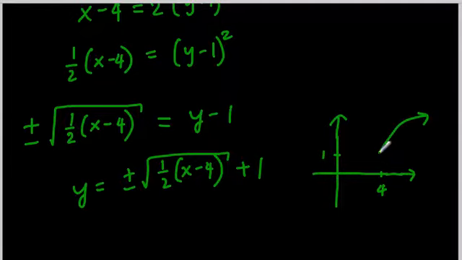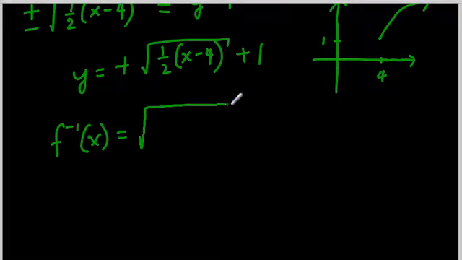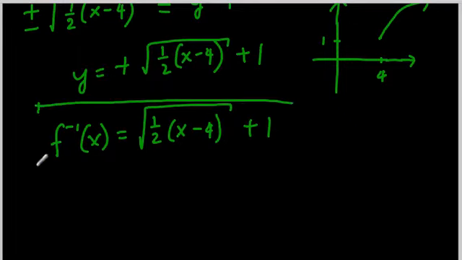Which one is y is greater than 1? Well, it has to be the plus. The reason why it's the plus one is because there's no reflection. This almost looks like our parent function, but obviously it's translated. This is basically the standard direction of the square root function, so it remains like this. And this is plus, so our final answer is going to be f inverse of x, which is equal to the square root of half x minus 4, plus 1, and this is our answer.